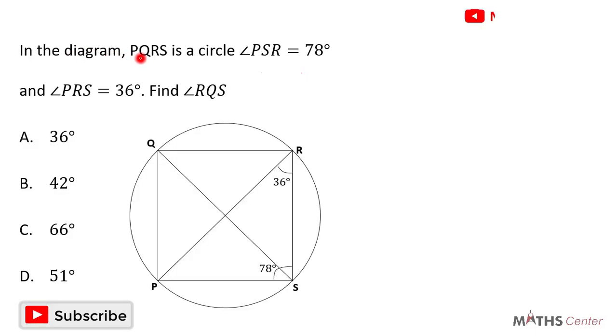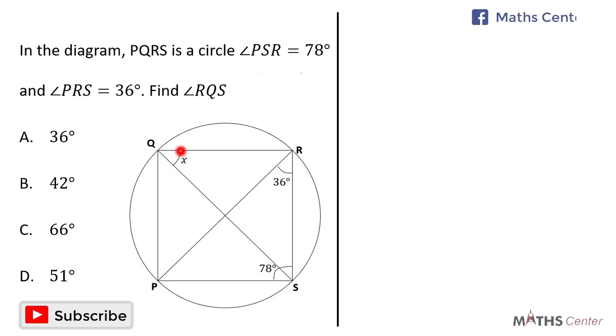In the diagram, PQRS is a circle. Angle PSR is 78 degrees. Angle PRS is 36 degrees. Find angle RQS. This is a multiple choice question. So we will solve the question, and after that we will pick the correct option. We are going to find the value of angle RQS. That's the angle here. Let's call it X.